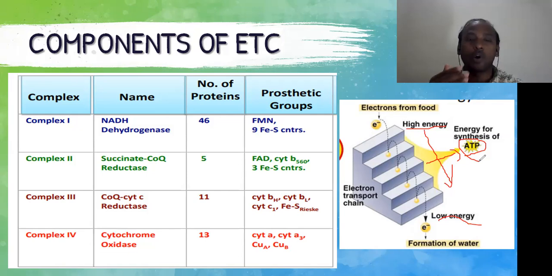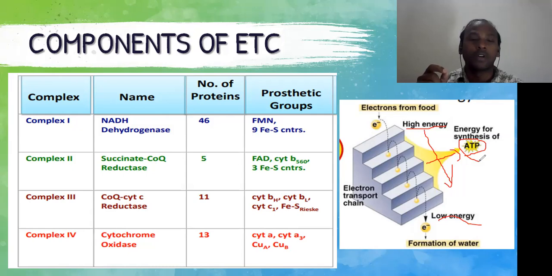And here you can see complex 1, which we call NADH dehydrogenase. This is a major enzyme involving 46 proteins, and the prosthetic groups are FMN and 9 iron sulfur centers. Complex 2 we also call succinate coenzyme Q reductase, where the total proteins are 5, and the prosthetic groups are FAD, cytochrome B560 and 3 iron sulfur centers.